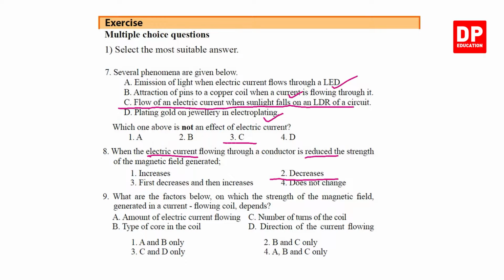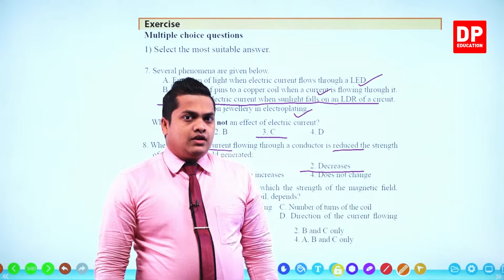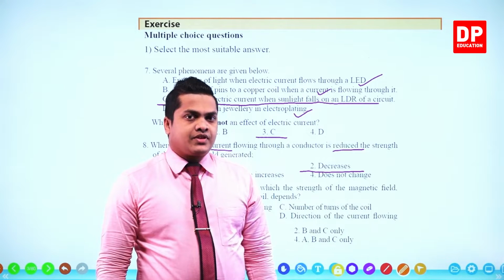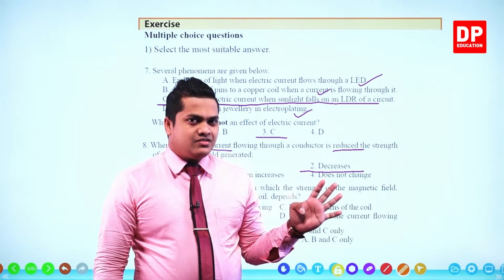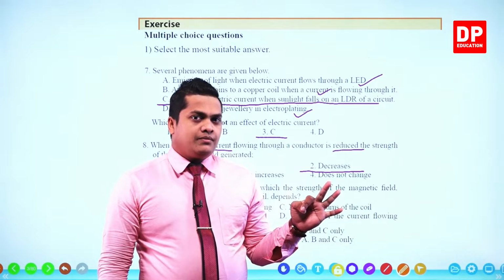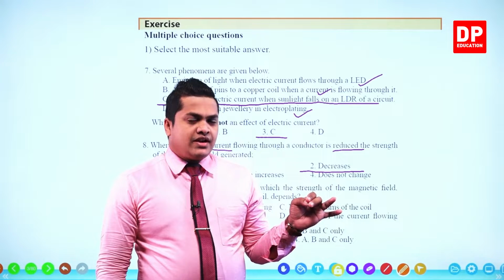What are the factors on which the strength of the magnetic field generated in a current flowing coil depends? There are three factors that determine the magnetic field generated in a conductor by the effect of electricity. First, the length of the conductor or the number of turns in the coil. Second, the type of core present within the coil. Third, the magnitude of the current.